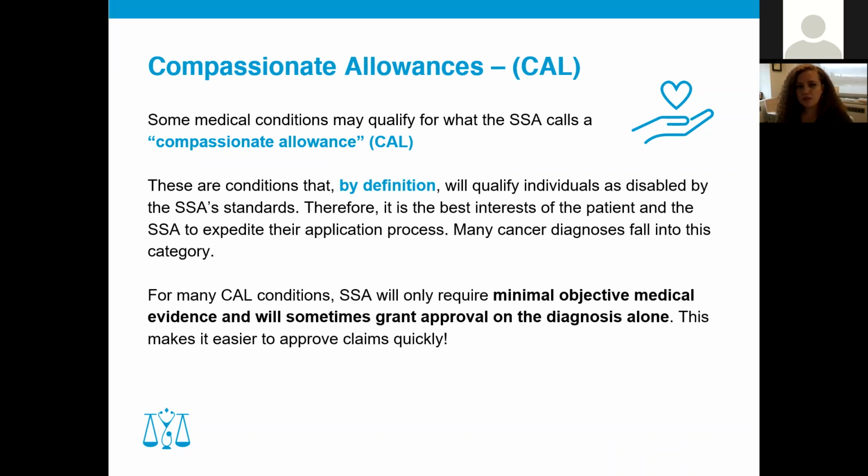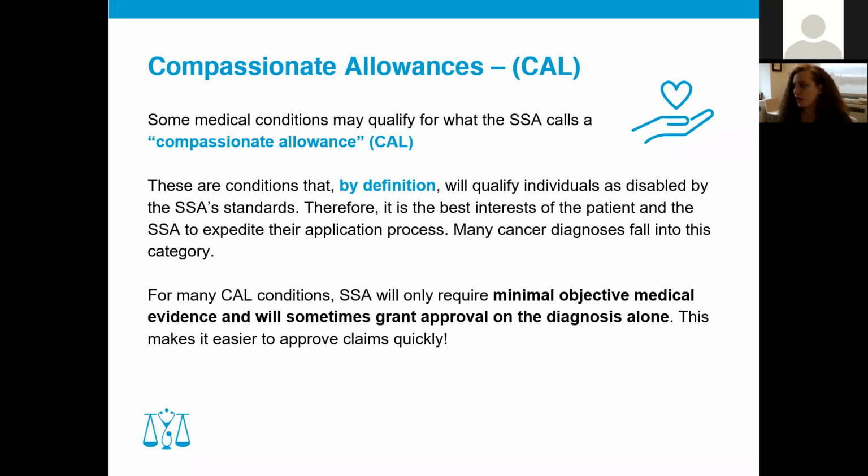Now, compassionate allowances basically are conditions that by definition will qualify individuals as disabled by the Social Security standards. So it is in the best interest of the patient to expedite the application process. And again, many cancer diagnoses fall into this category. So for these, Social Security will require minimal objective medical evidence and will sometimes grant approval just knowing the diagnosis alone. So a lot of the times we have to submit hundreds of pages of medical record to prove that someone is disabled. In this kind of case, it is possible that it could be less documents, sometimes a medical letter from a doctor, just confirming a diagnosis, or a few pages of the medical record just showing the diagnosis is usually enough.